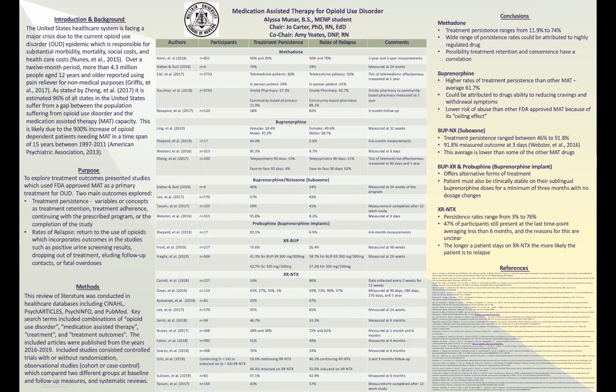Buprenorphine persistence ranged from about 39% to 95.3%, and the study which concluded the 95.3% was measured after 3 days, which is not exactly an accurate indicator for predicting long-term treatment persistence. However, the treatment persistence was still higher for this drug than when compared to other MATs. It averaged about 61.7% at around 29 weeks. And this could be attributed to the drug's ability to reduce the cravings and the withdrawal symptoms.